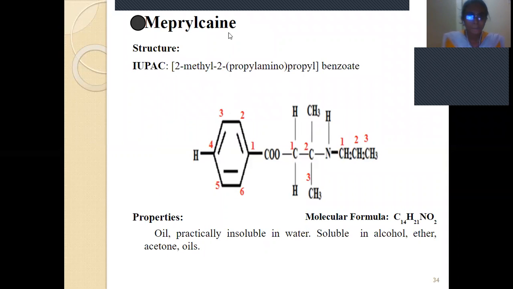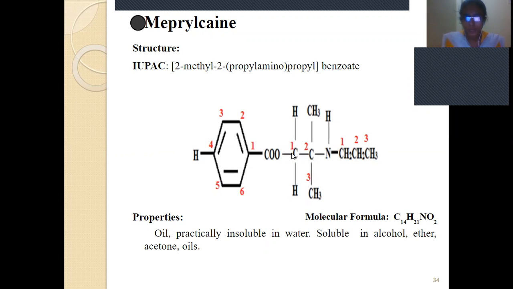So the next one is meprylcaine. This is the structure. If you see the IUPAC name, it is 2-methyl-2-propylamino propyl benzoate. If you see the structure here, this is the benzoate, a 6-membered ring with COO. So it is a benzoate.